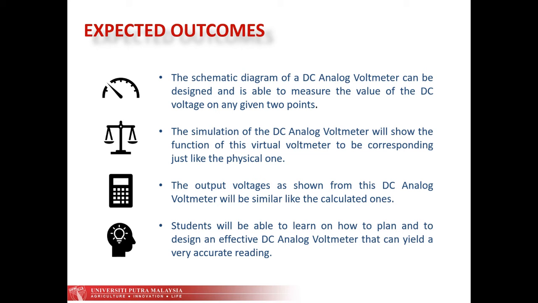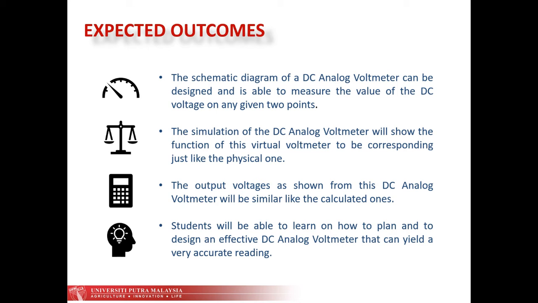So this second outcome is very important because we want to prove to you that our simulation, our constructed DC analog voltmeter, the virtual one, will give the same output just like the physical one. And the third outcome is the output voltages as shown from this DC analog voltmeter will be similar to the calculated ones. So if we can prove to you that the calculation value as well as the simulation value are the same, basically our simulation is correct as well as the calculation. Which means that the simulation is free from any error and the design is approved.